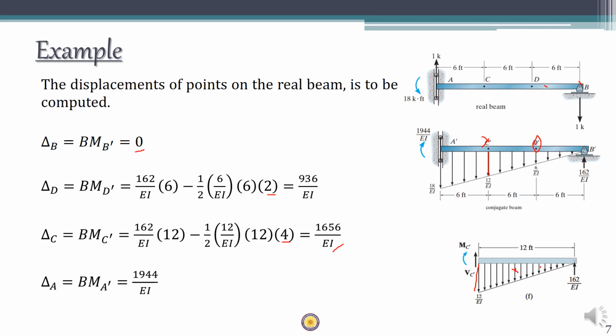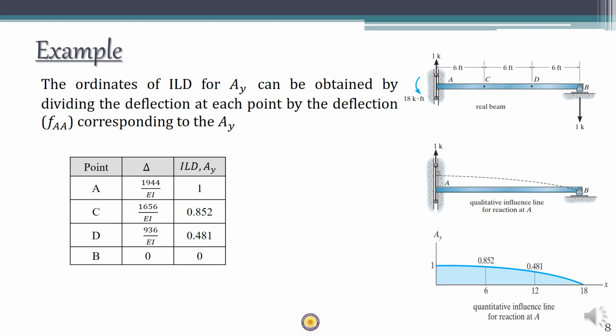Delta A is going to be the bending moment at A, which is nothing but 1944 by EI, which is already computed, right? So now we have got all the deflections. You can easily draw the ILD. The ordinates of the ILD are going to be the deflection at each point divided by the deflection at A. So deflection at A is 1944 by EI, and each point deflection has to be divided by 1944 by EI.